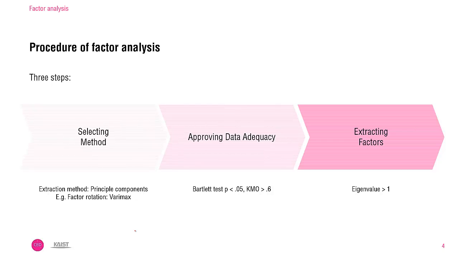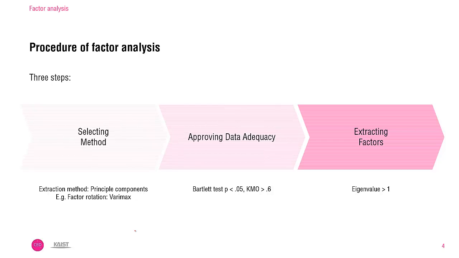Now we can start a factor analysis. The analysis consists of 3 steps. First is to select a proper method. This is about how to extract the factor. We usually select the principal component as the method. This is called 주성분 분석 in Korean. Regarding the rotation, I will continue in the next slide.